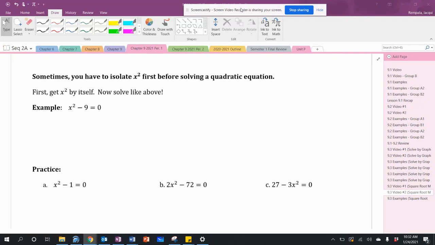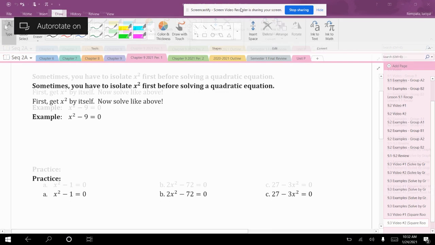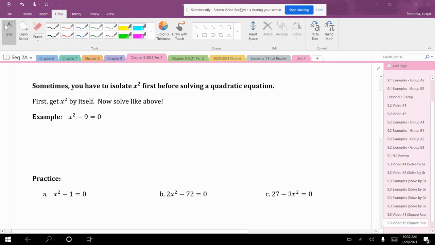Today we're going to continue with lesson 9.3, which is the solving by taking the square root method. In the last video, every equation that we solved, the x squared was isolated, or completely alone, and so all we had to do was take the square root of both sides. However, in bold here, it says sometimes you have to isolate the x squared first before you solve quadratic equations.